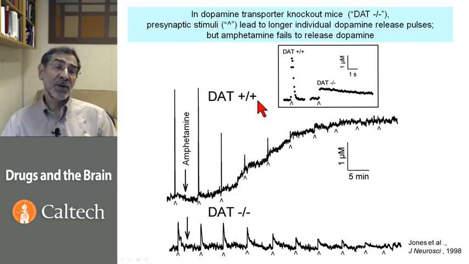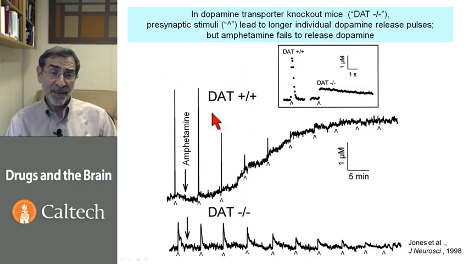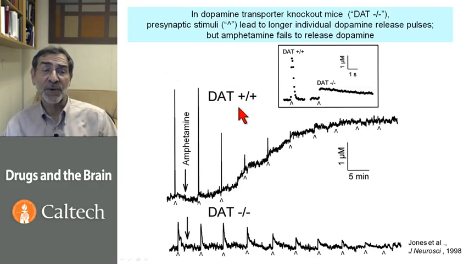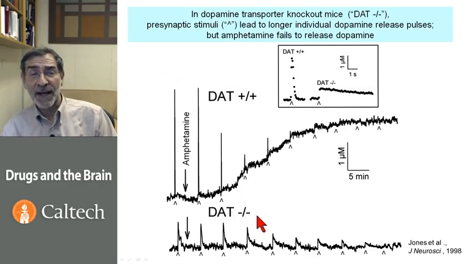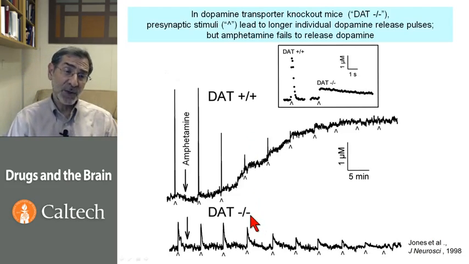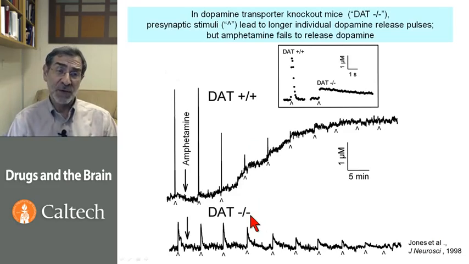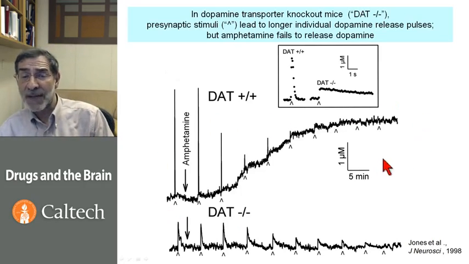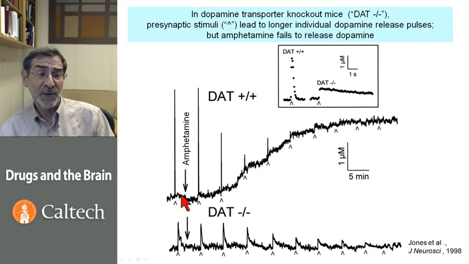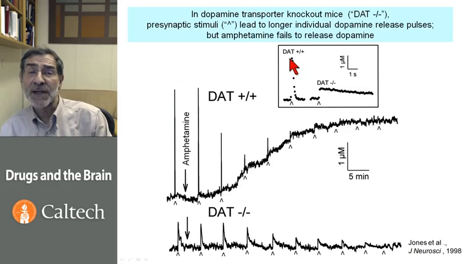Plus plus means here are mice that have normal, happy DAT, dopamine transporter. Minus minus are the knockout mice for the dopamine transporter. And we are using electrochemistry to measure the concentration of dopamine near the presynaptic neurons. So in the normal mouse with 2 copies of the dopamine transporter, we give a stimulus. We are measuring the amount of dopamine using electrochemistry. It rises to a peak in less than a second, and then it decays in about a second.